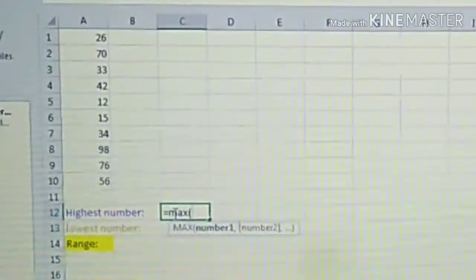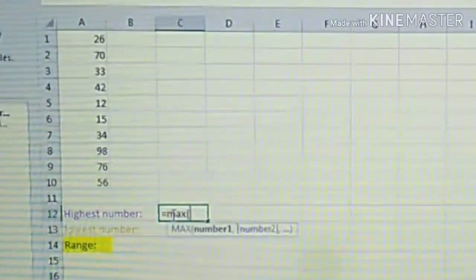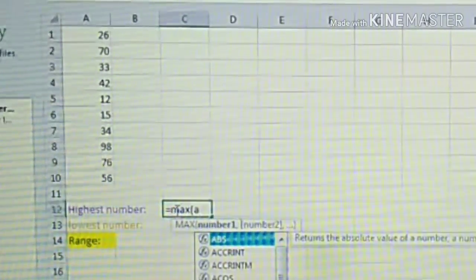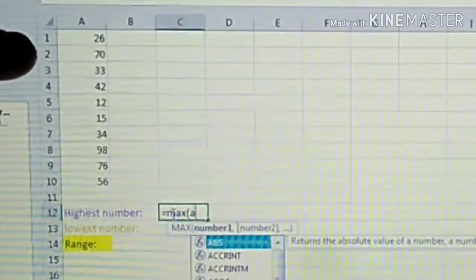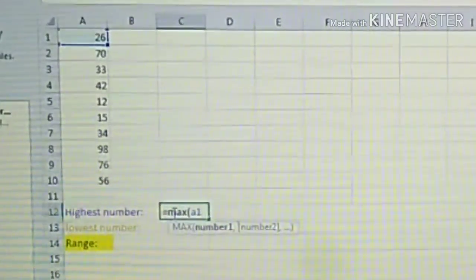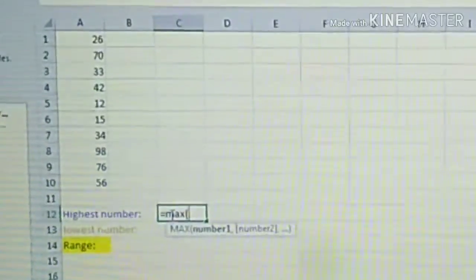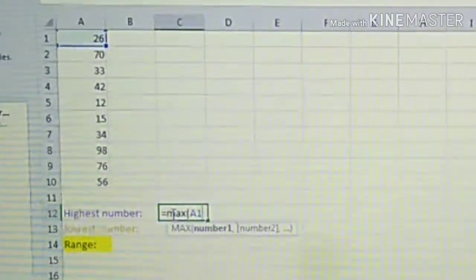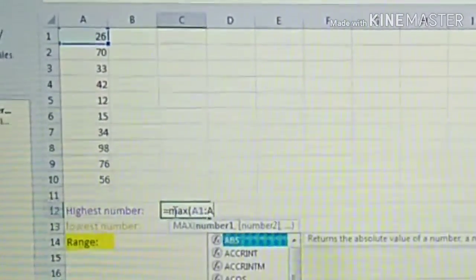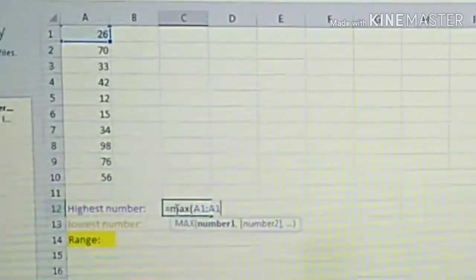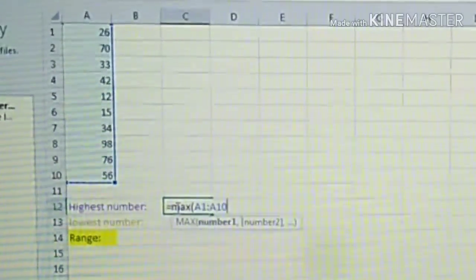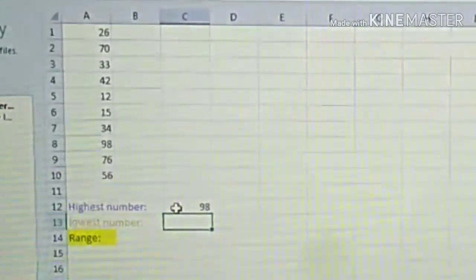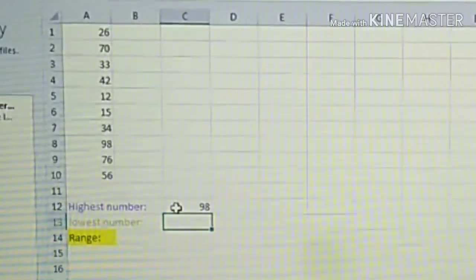open parenthesis, A1 to A10, then close parenthesis. Enter. So, this is the highest number.